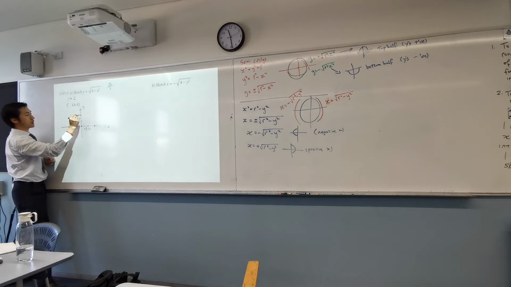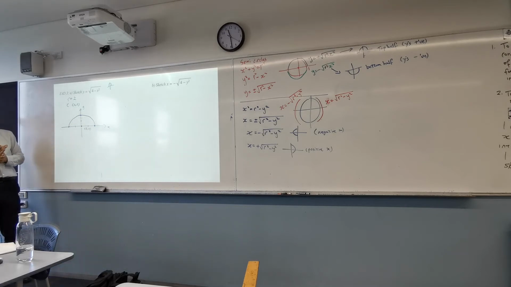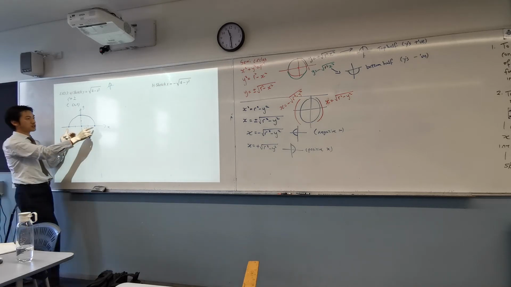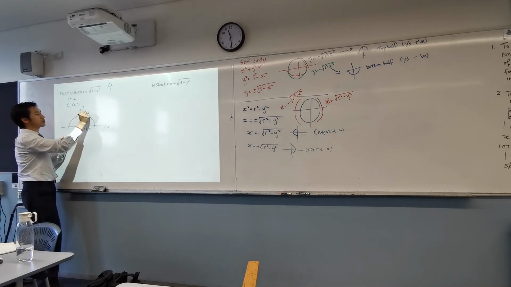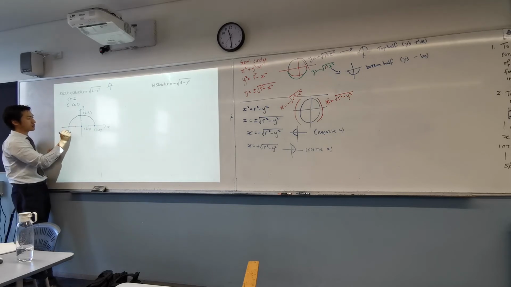If your scales aren't exactly the same, then it might look more like an oval. But try to make it look like a semicircle. And the last thing to do, obviously, is to figure out what the intercepts are. So the intercepts for this should be easy to get as well, because it just goes 2 units from the centre. We've got 0, 2, 2, 0, and negative 2, 0.